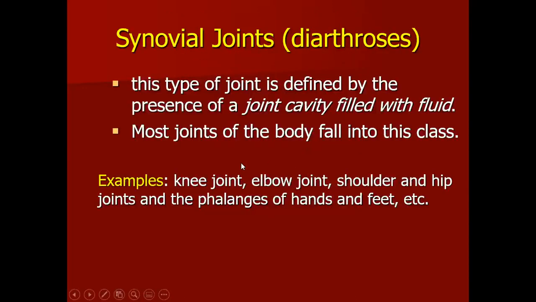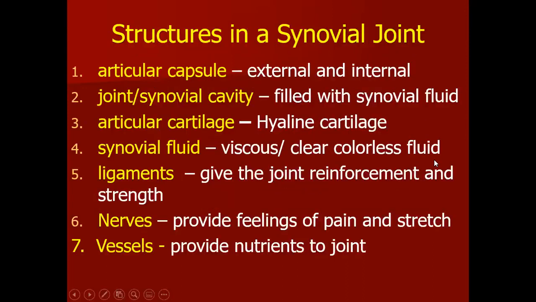Synovial joints, freely moving: knee joint, elbow joint, shoulder and hip joints, and the phalanges of the hands and feet, and etc. They don't even tell you all of them, right? This is a type of joint that is defined by the presence of a cavity filled with fluid. Synovial fluid being the most slippery man-made substance on this planet. Most joints of the body fall into this class. Structures in a synovial joint are these: articular capsule, joint synovial cavity, articular cartilage, synovial fluid, ligaments, nerves, and vessels. I'm not going to insult your intelligence by reading you the definitions.